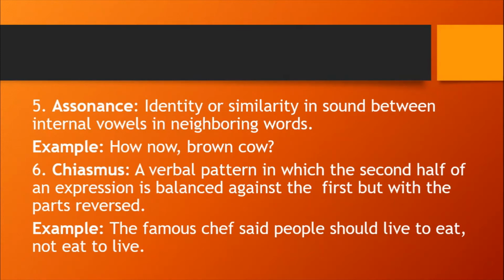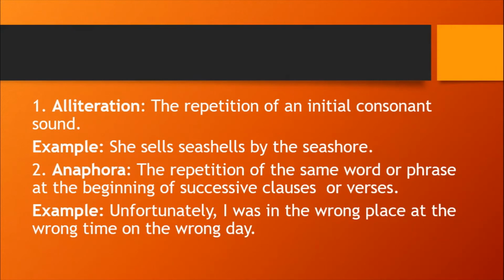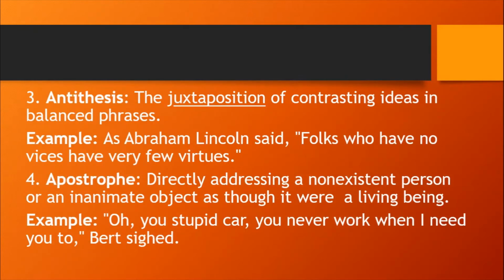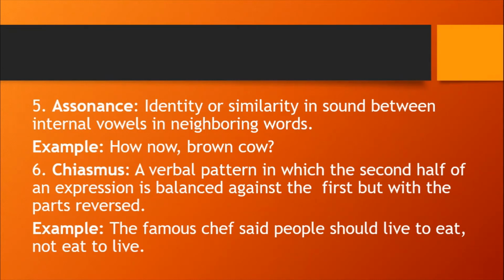So, i-review natin ulit yung 5. We have the alliteration for the initial consonant sound. We have the anaphora for the repetition of the same word at the beginning of the successive clauses. And then we have the antithesis for the contrasting ideas. And then we have the apostrophe para dun sa mga non-existent person o mga hindi tao, not a living being. And then next is the assonance, similarity in sound.